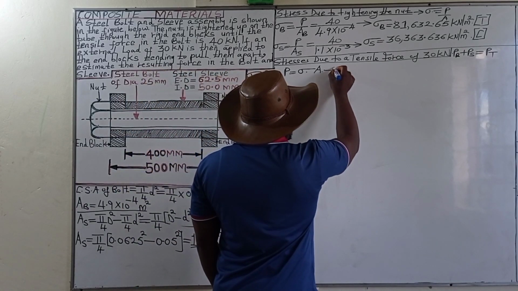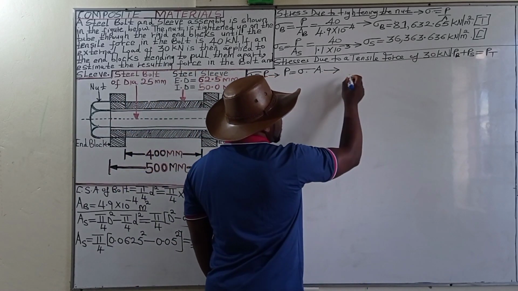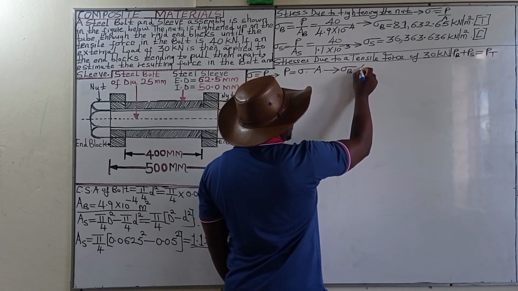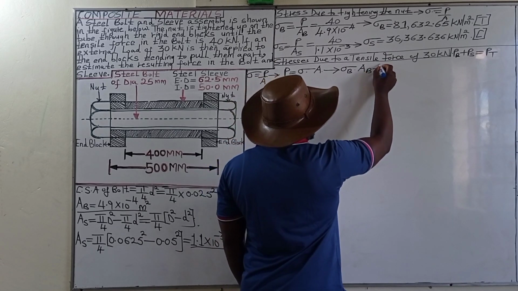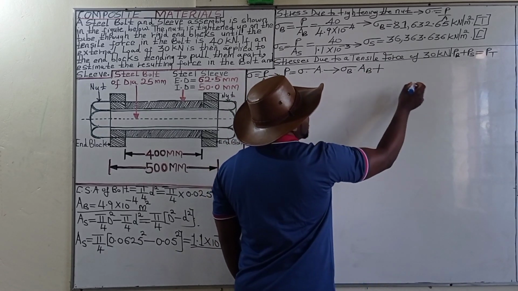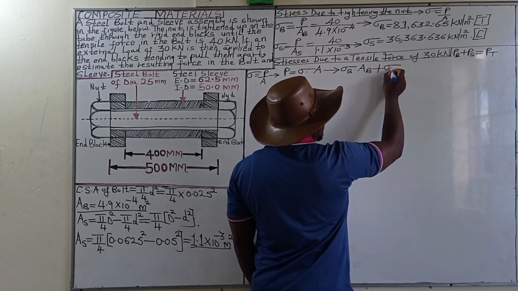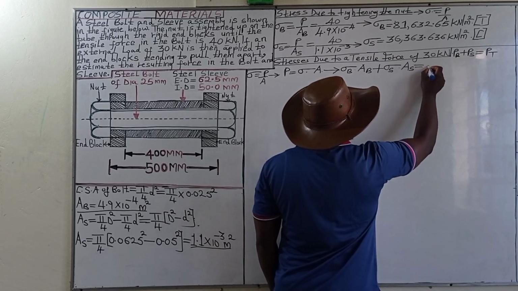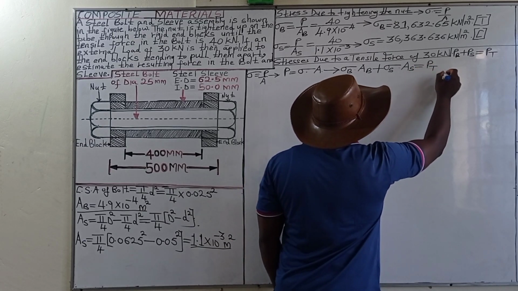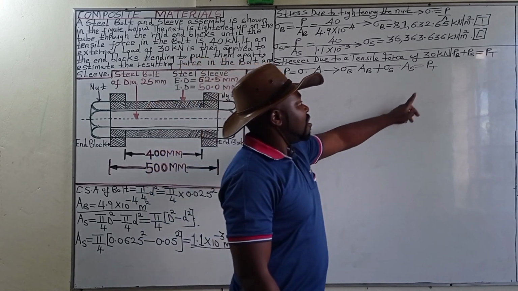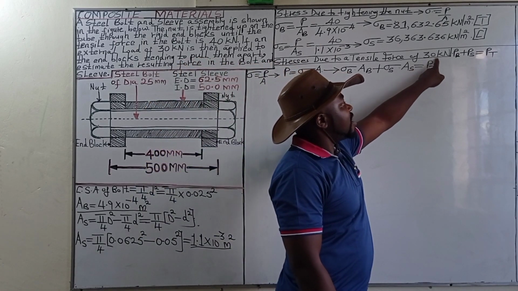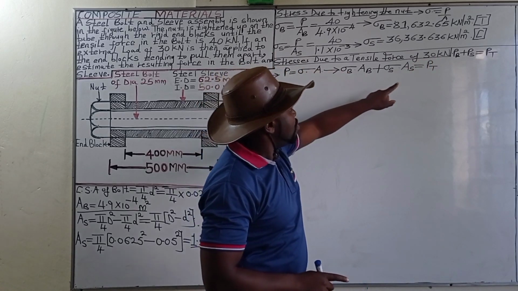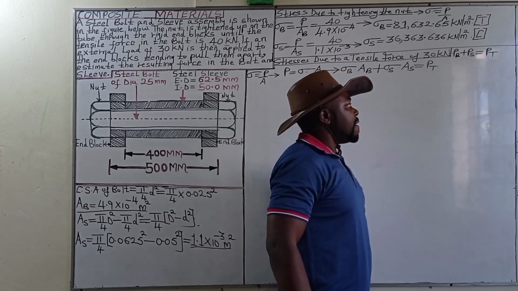Therefore, the load shared by the bolt will be given by the stress developed in the bolt multiplied by the cross-sectional area of the bolt, plus the load shared by the steel sleeve, which will be given by the stress developed in the steel sleeve multiplied by the cross-sectional area of the steel sleeve, which will be equal to the total tensile force of 30 kilonewtons. Therefore, this tensile force of 30 kilonewtons will be shared by both the bolt and the steel sleeve.